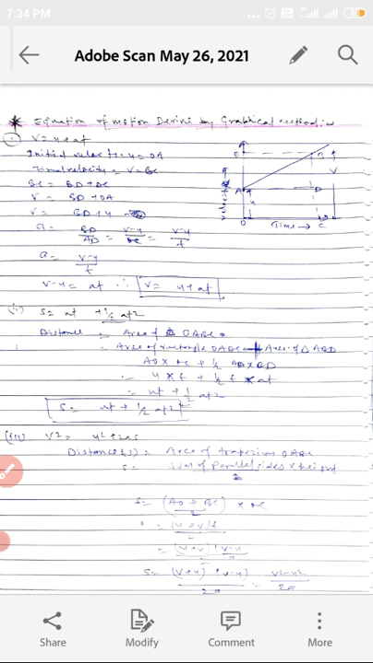So s is equal to u plus v by 2 into t. From the first equation of motion, t is equal to v minus u by a. So s is equal to v plus u into v minus u by 2a. Using a plus b into a minus b equals a square minus b square, s is equal to v square minus u square by 2a. After cross multiplying, v square minus u square is equal to 2as. So v square is equal to u square plus 2as.